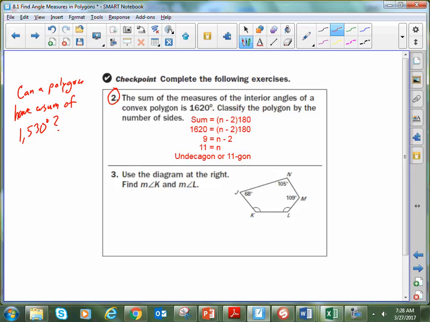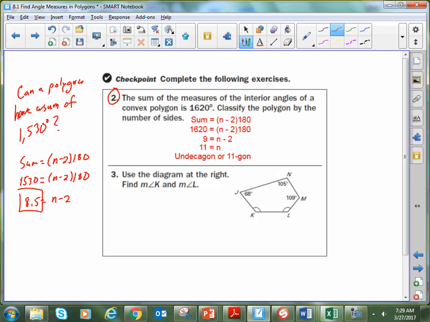So working out the problem here, I'm going to say the sum is equal to n minus 2 times 180. Plugging in my numbers, 1530 is equal to n minus 2 times 180. And when I divide both sides by 180, I get 8.5 equal to n minus 2. And at that point, we can stop. We don't need to say that n is equal to 10.5.